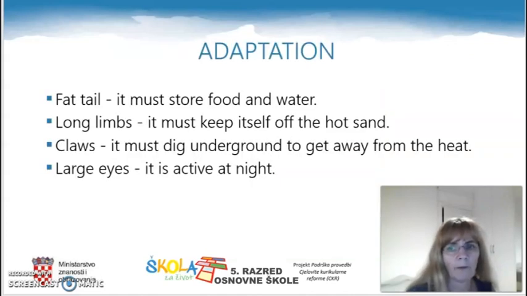So, if you have completed your drawing of the desert lizard, it certainly has got a fat tail. And why? Because it must store food and water. In the desert, lizards do not have a lot of food and water, and they have to store it. They also have long limbs, long arms and legs. And why? Because they must keep themselves off the hot sand. It's really very hot. And they have claws, because they must dig underground to get away from the heat during the day. And they have large eyes, because a lizard is active at night.